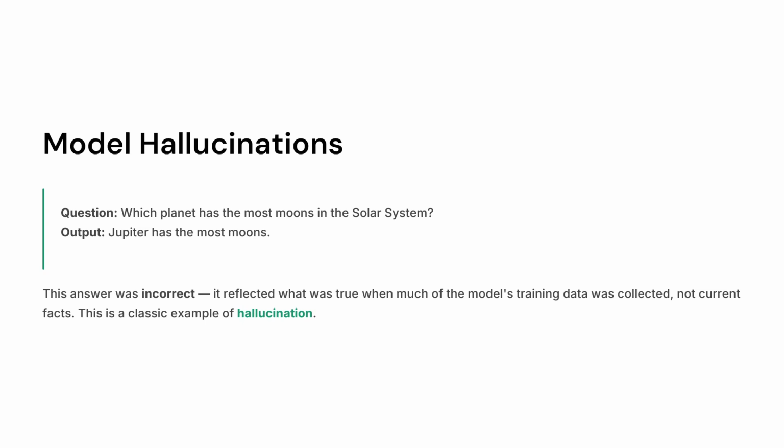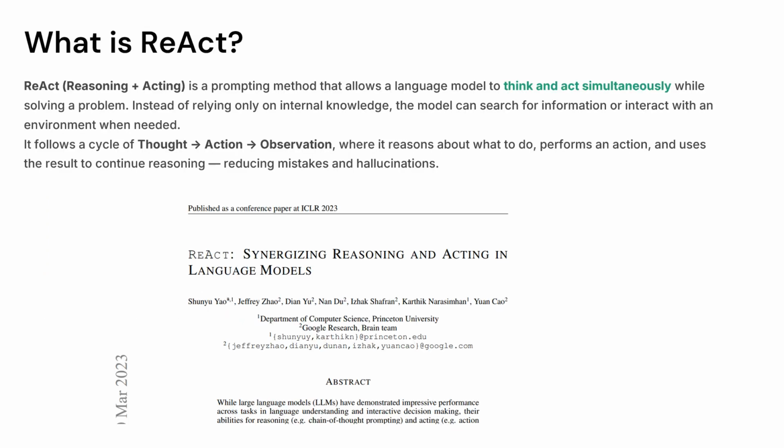To address issues such as hallucination and error propagation, researchers proposed a new prompting framework known as ReAct. ReAct stands for reasoning and acting. Unlike previous prompting methods that only focused on reasoning, ReAct allows the model to reason and interact with external resources at the same time. Instead of relying only on its internal knowledge, the model can search for information, interact with an environment, observe the results, and then continue reasoning.